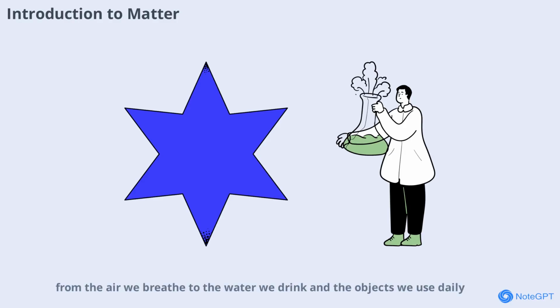Everything around us, from the air we breathe to the water we drink and the objects we use daily, is made up of matter. But what exactly is matter? In simple terms, matter is anything that has mass and occupies space. Whether it's the chair you're sitting on or the juice in your glass, it's all matter. In this video, we'll explore what matter is, its different states, and how these states change.